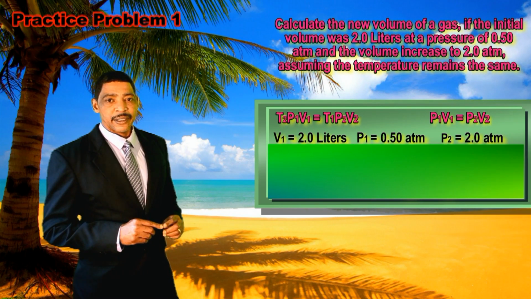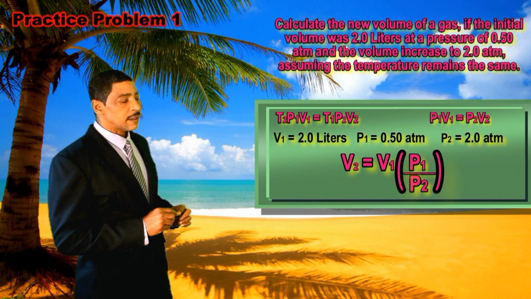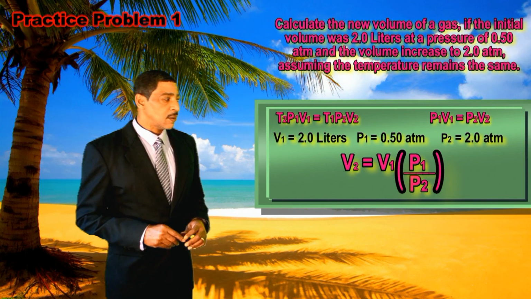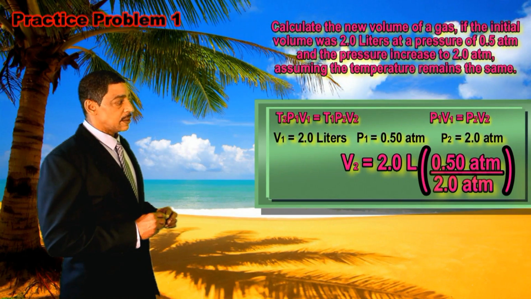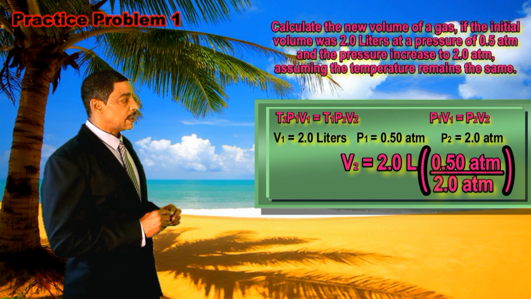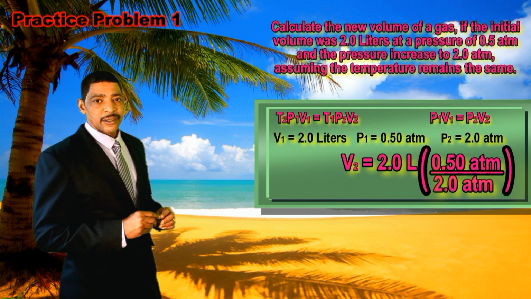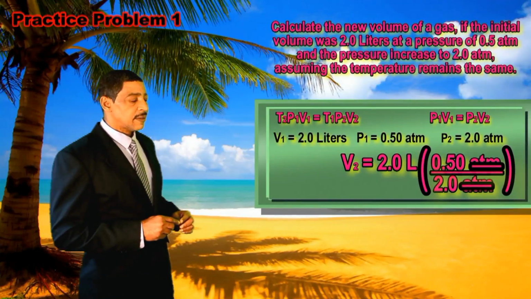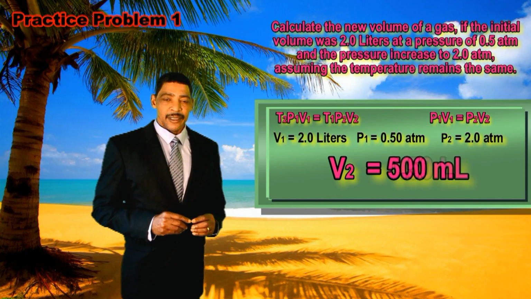Now we rearrange the formula to solve for V2, where V2 is equal to V1 times P1 over P2. Inserting the data will yield the following, where V2 is equal to 2.0 liters times 0.50 atmospheres divided by 2.0 atmospheres. After canceling the units, V2 will equal 0.5 liters, or 500 milliliters.